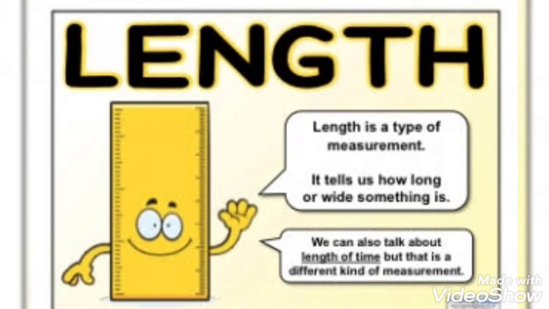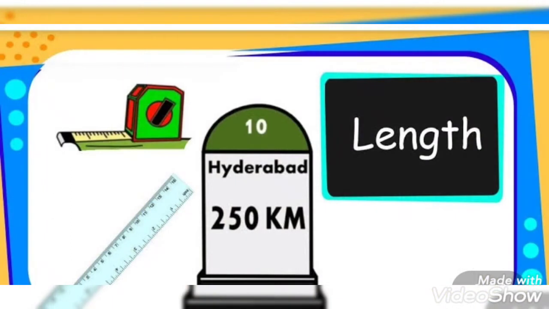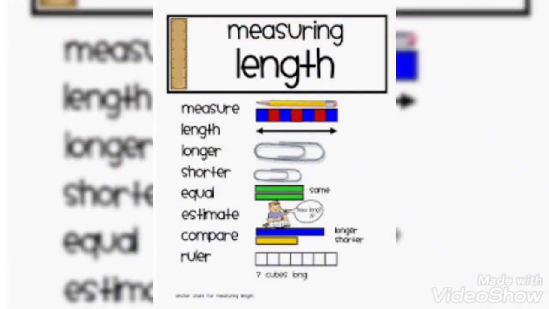So, children, everything needs a measurement. Like a milkman measures the quantity of milk, and a tailor measures the length of a cloth. But everything has a different unit to measure. In this chapter, we will be learning about the different quantities and their units to measure. So, children, let's move on.